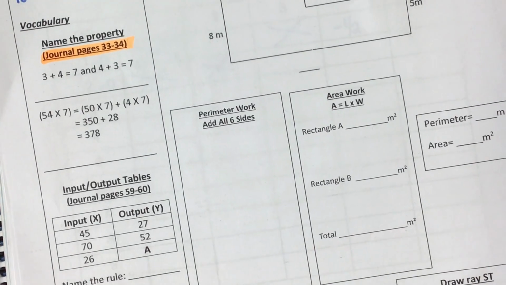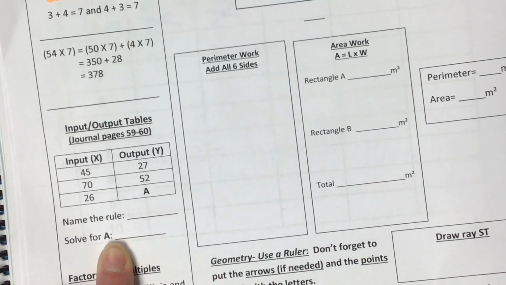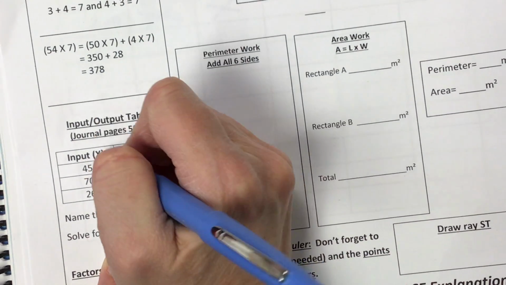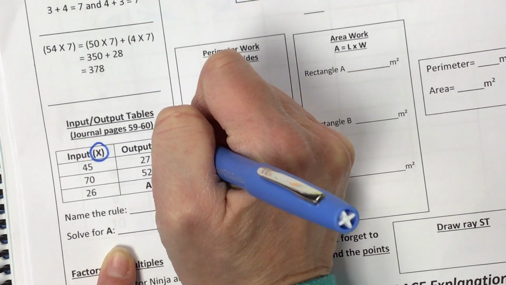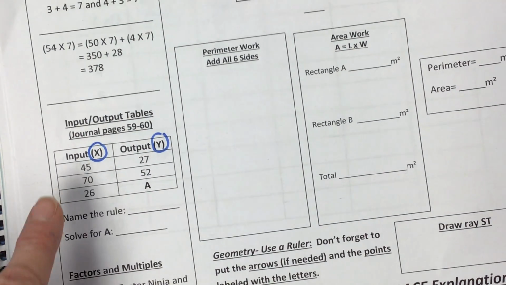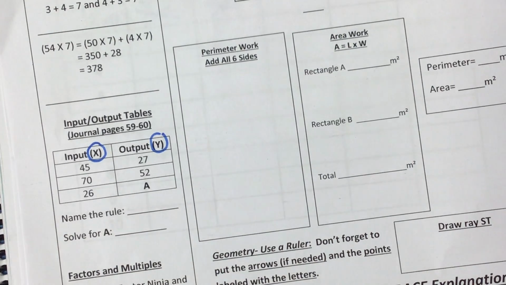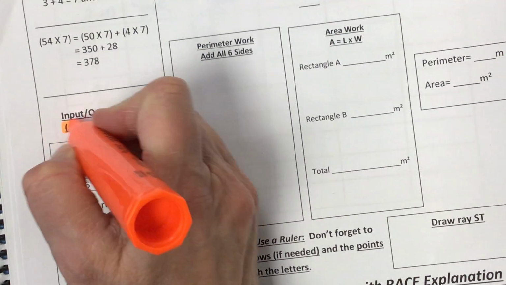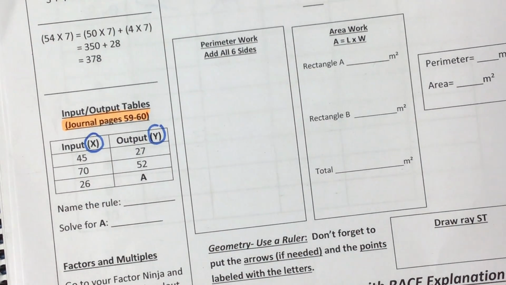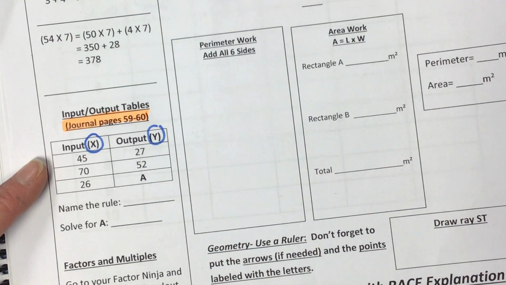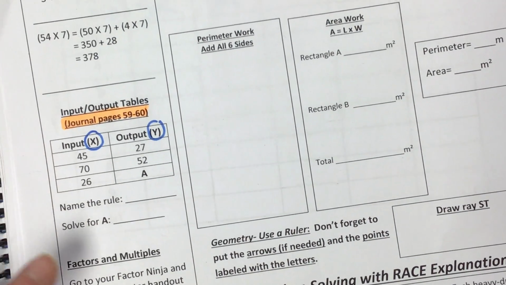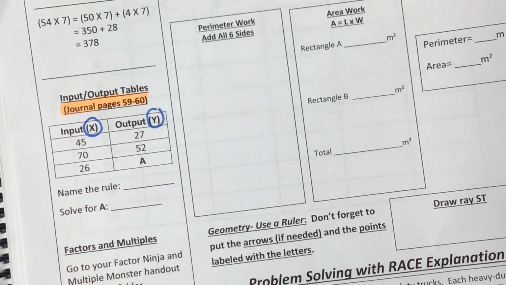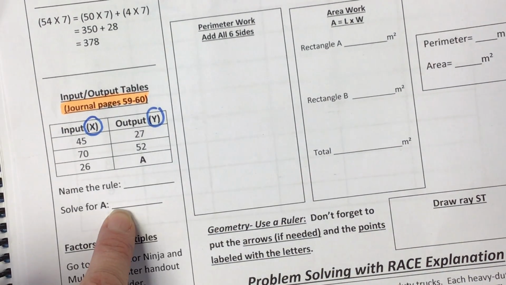This is an input-output table. You need to name the rule, and you need to name it using the X and the Y. Okay? Remember how we did that? You can go back in your math journal to page 59 and 60 to see how we use the variables to state the rule. Your math journal is very valuable to you on these. You cannot just say -7. You have to use the variables to write an equation.